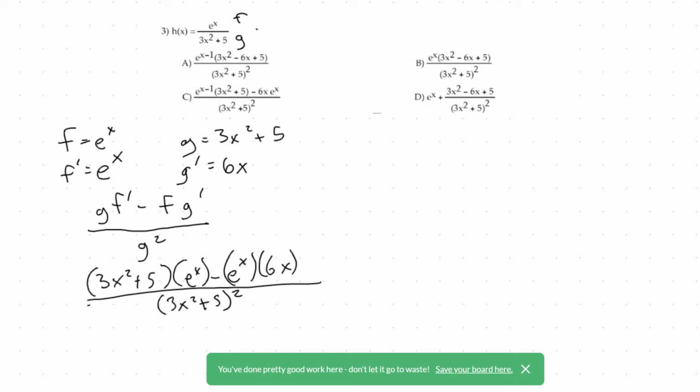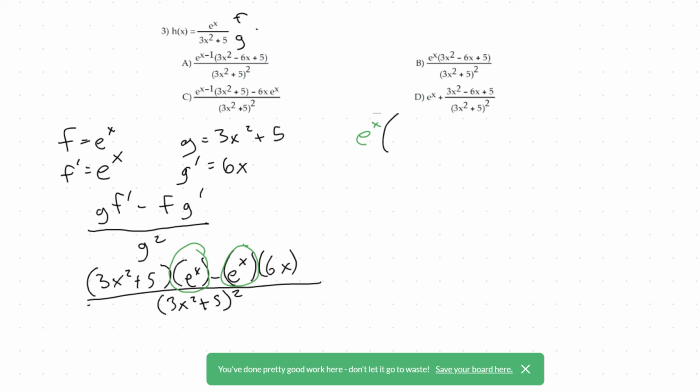So you can take a glance at the answers, and you'll see that it doesn't really match any of these yet. But we can do a little bit of algebra to get it into the form that will be the correct answer choice. The next thing we could do is, you see how they have an e to the x term in common. And what we can do is factor that out. So we're going to factor out e to the x.